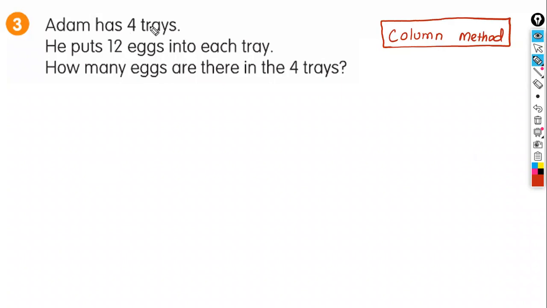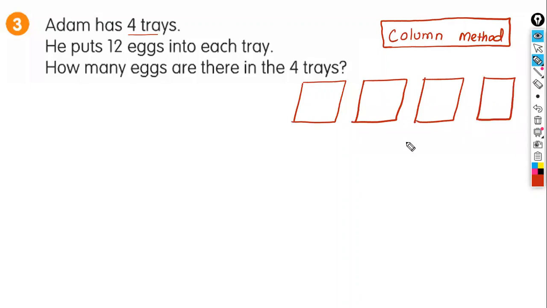So Adam has 4 trays. Let's draw them to find out how we will solve this word problem. Adam has 4 trays. So I will just draw 4 trays here. 1, 2, 3, and 4. He puts 12 eggs into each tray. So let's write 12 eggs into each tray. 12 eggs, 12 eggs, and 12 eggs. How many eggs are there in 4 trays? So it is simply the 12 eggs of each tray multiplied by the number of trays.